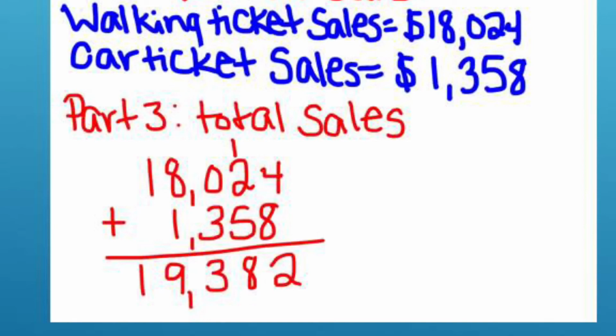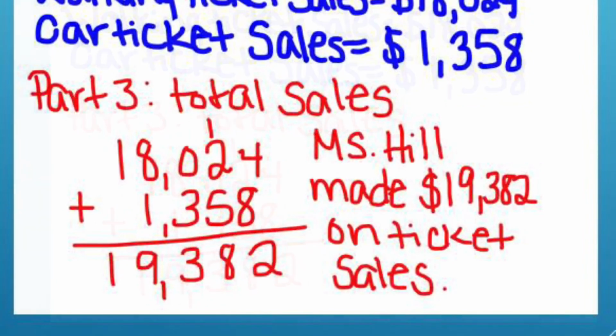Now, the question is asking me the total sales that were collected. So I need to add my walking ticket sales and car sales. When I add that up, I find that Miss Hill made $19,382 on ticket sales for that week.